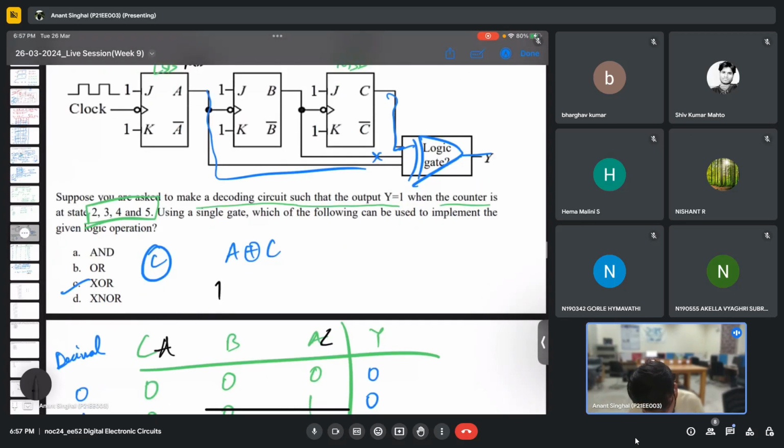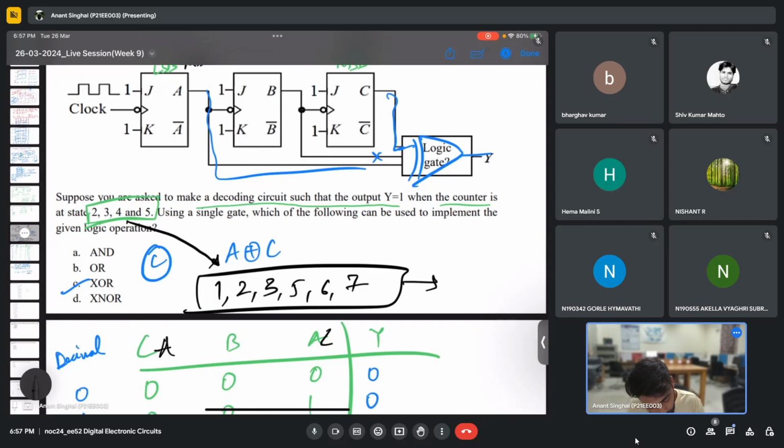So quickly let me know the answer if this is the operation. Instead of 2, 3, 4, 5, I want 1, 2, 3, 5, 6, 7. Options are the same. Quickly let me know the answer in 2 minutes.